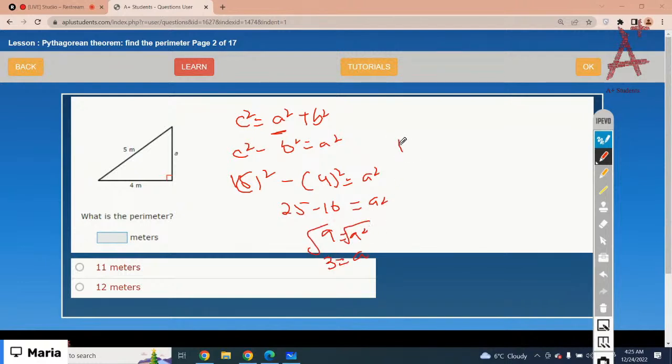So for the perimeter, you have to add all the side lengths. It would be 5 plus 4, and the one we just found is 3. So 5 plus 4 is 9, and 9 plus 3 is 12. That means the perimeter of the triangle is 12 meters. Got it?